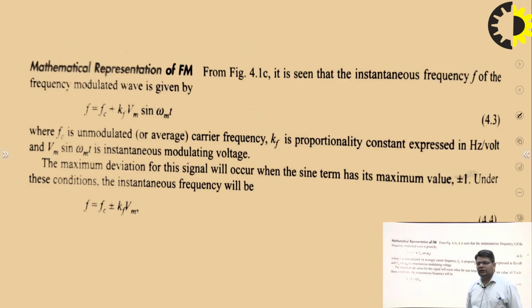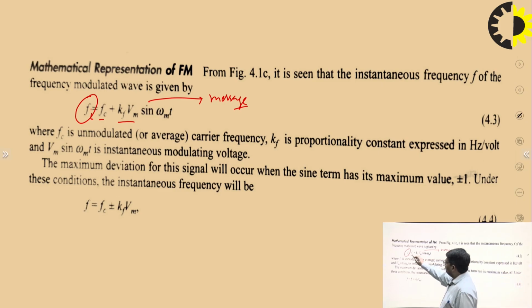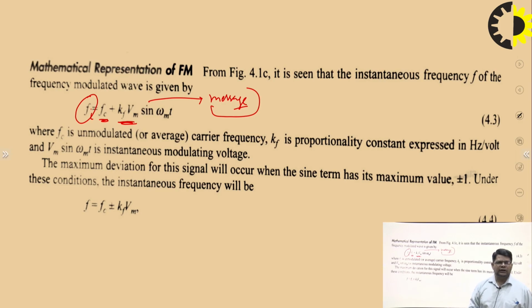By definition, the frequency of the carrier signal is changed according to the message. So the instantaneous value of frequency is fi equal to fc plus kf into the message signal. We get the instantaneous frequency by varying the carrier frequency with this factor kf, which is the frequency sensitivity, times the message signal. According to the message signal, we are changing the frequency value.